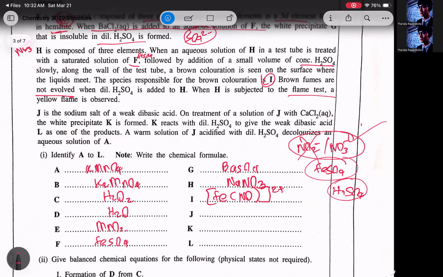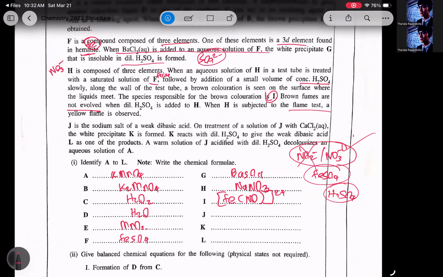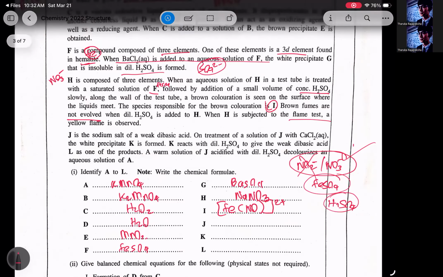J is a sodium salt of a weak dibasic acid. On treatment of a solution of J with calcium chloride, the white precipitate K is formed. K reacts with dilute H2SO4 to give a weak dibasic acid and L as a product. A warm solution of J. Now, what is J? J we have to identify, right? K also we have to identify and L also we have to identify.